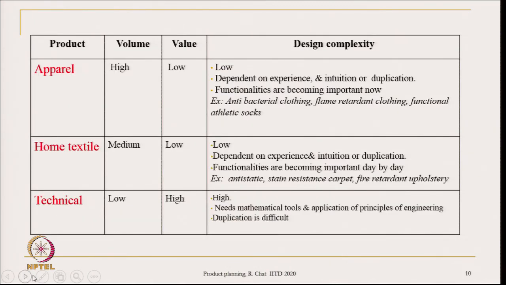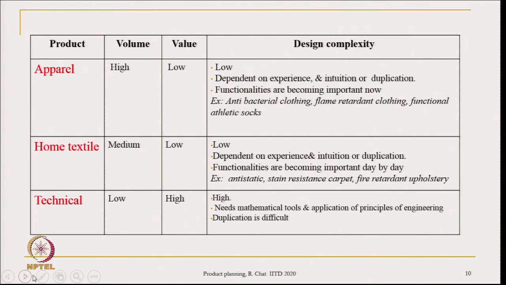Now, I have given some examples so that these aspects become very clear to you, like apparel products. We know that earlier we categorized the products into apparel. Now, volume, value and design complexity wise, where do you place them? Apparel products volume wise is very high. So the majority of the textile is going into making apparel products.